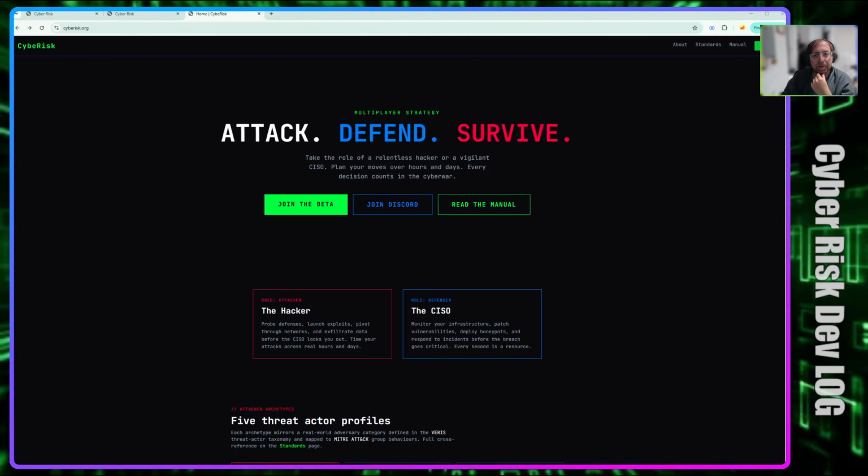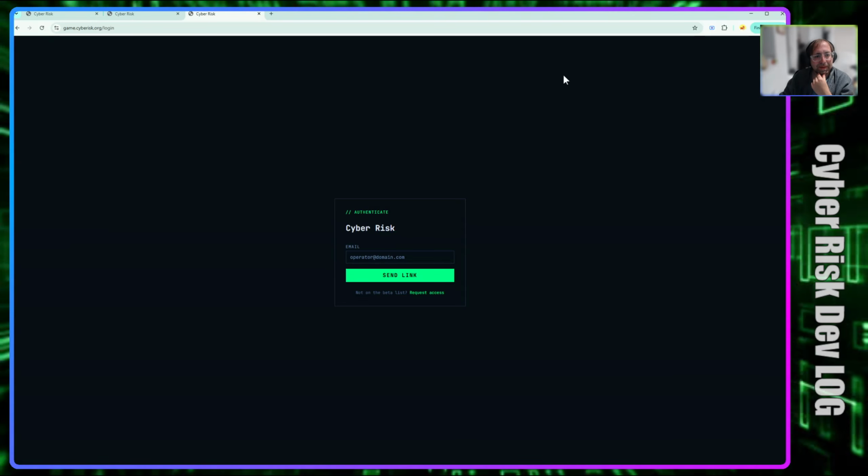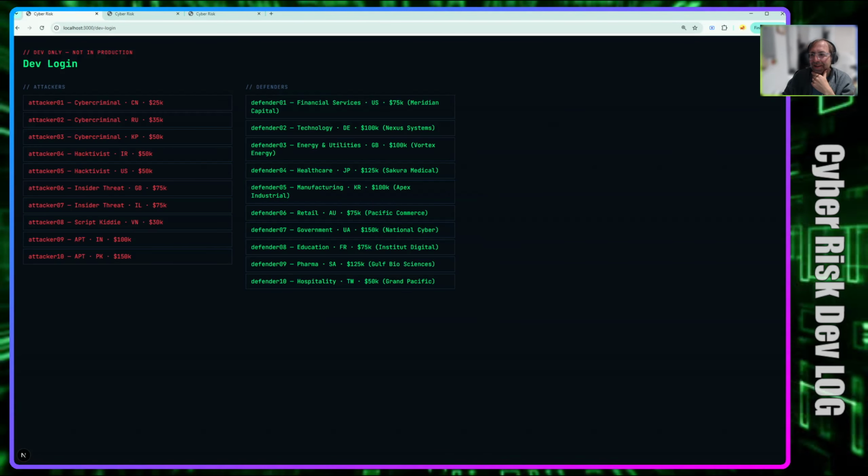So one person flagged that we should use magic links. So now you don't have to choose a password anymore. You can just put your email and get your link. Very basic cyber hygiene. In terms of functionality, this is my local sandbox.